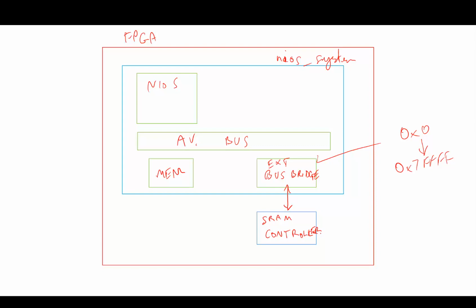That SRAM controller acts as a translator between the Avalon bus protocol and a bus protocol that goes to the SRAM chip. So let's say the SRAM chip is here. The SRAM chip exists off the FPGA, and in this case, we are accessing 512 kilobytes of memory locations in that chip.